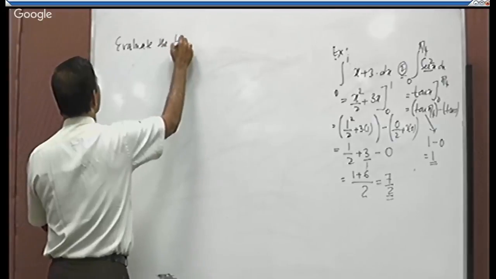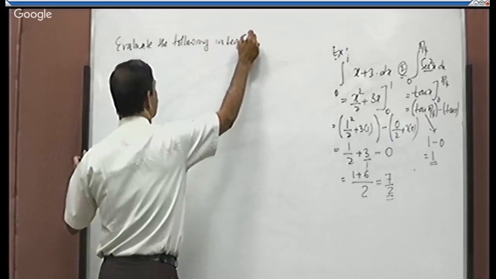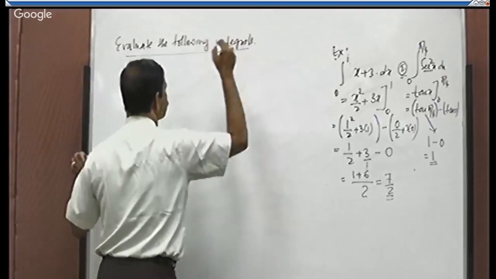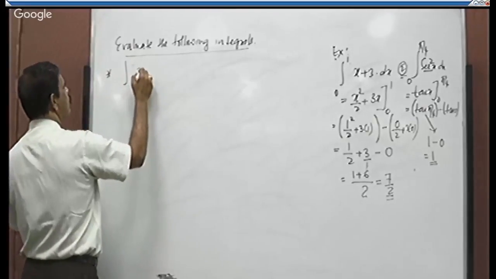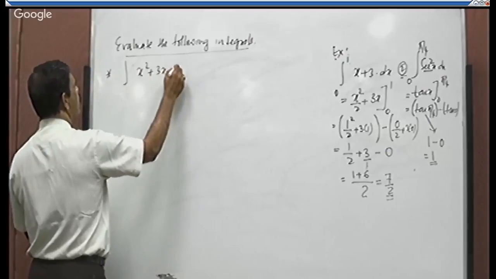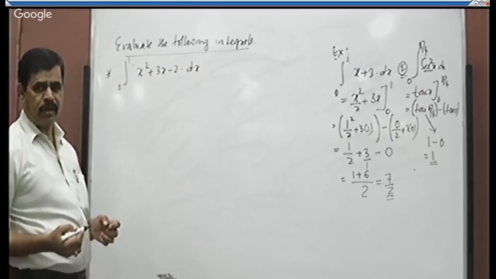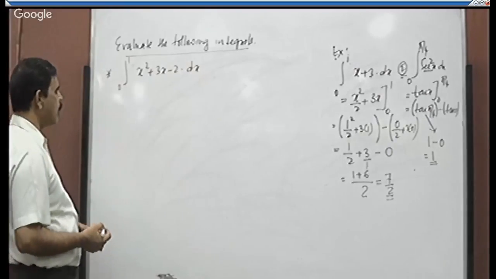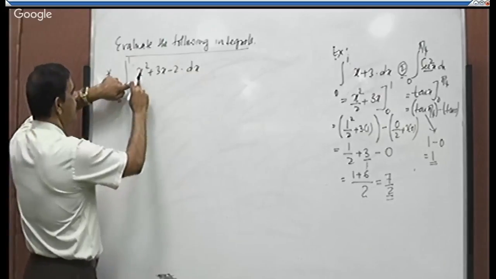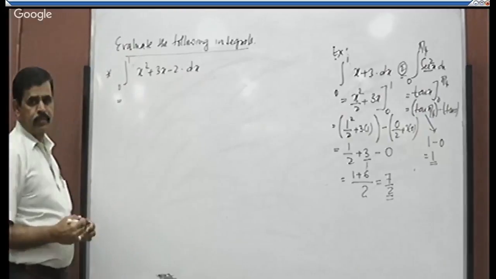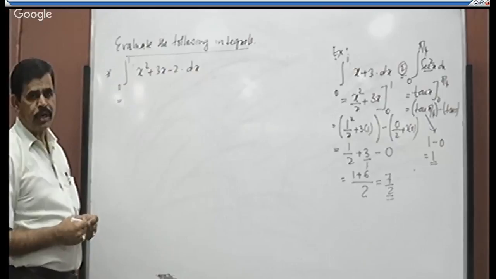Evaluate the following integrals, right? Let us discuss all the types of problems. Number one, integration of x square plus 3x minus 2 into dx. If I take the limit 0 to 1, you can take any limit, 0 to 1 or 1 to 2 or 0 to 2, like that. What do you need to do? We have to integrate the given function. What is the function? The function is x square plus 3x minus 2 into dx.